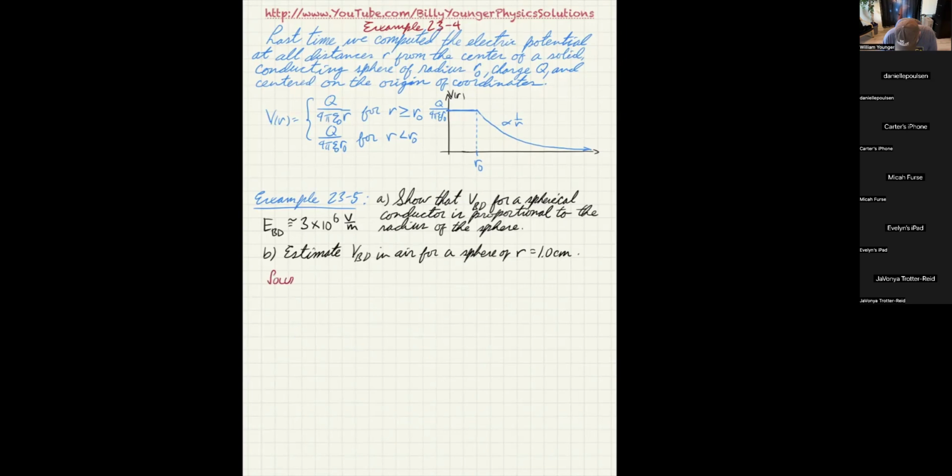Here's our solution. What we do know is the voltage created by a conducting sphere of radius r is specifically given by V is equal to Q over 4 pi epsilon naught r.